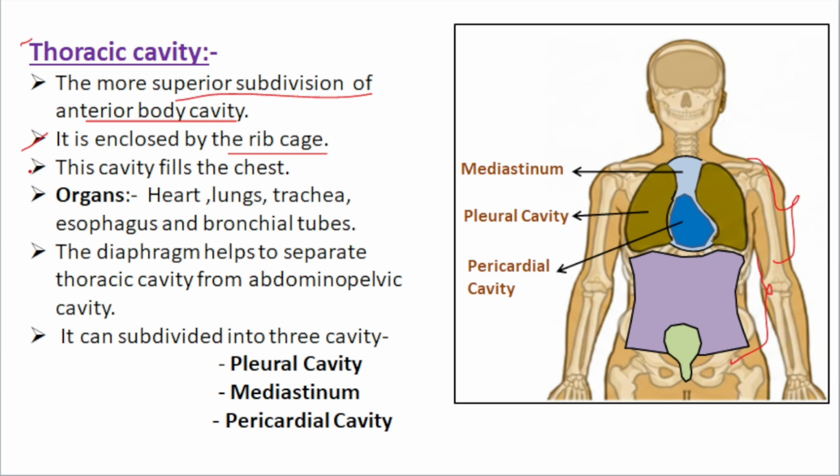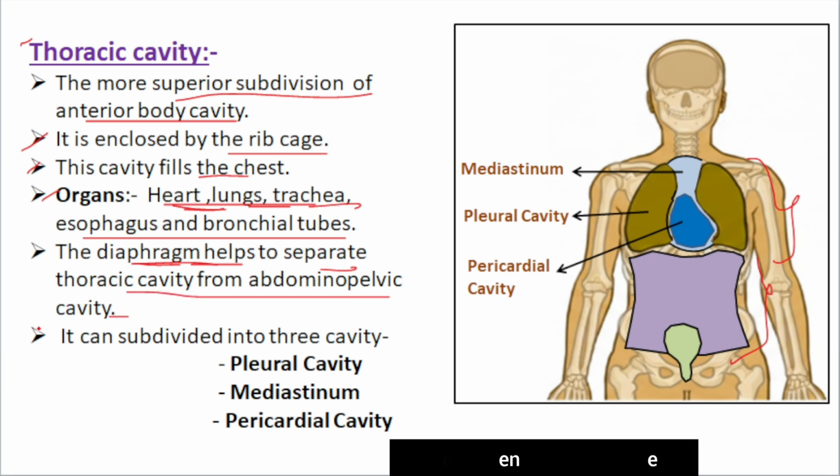This cavity fills the chest. Organs include the heart, lungs, trachea, esophagus and bronchial tubes. The heart and lungs are mainly located in our mediastinum. And the diaphragm, which is a type of muscle, helps to separate the thoracic cavity from the abdominopelvic cavity.